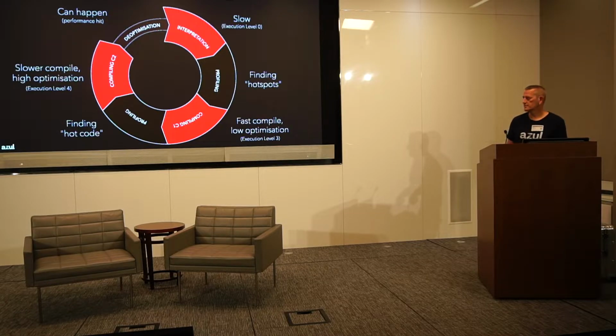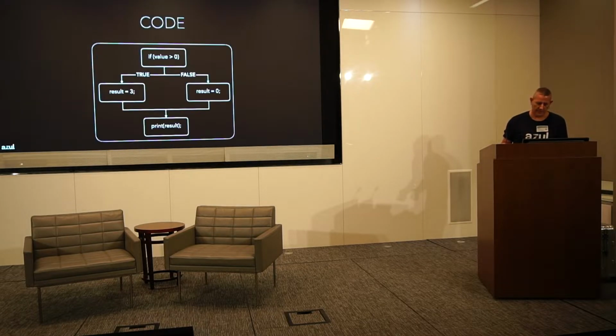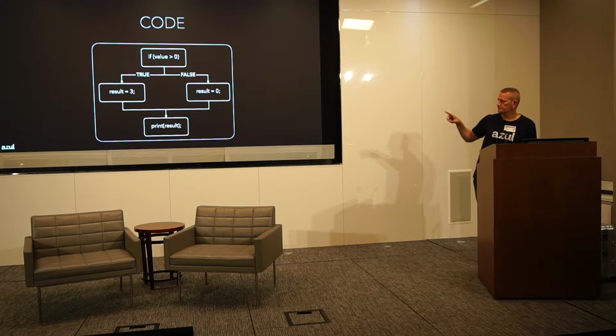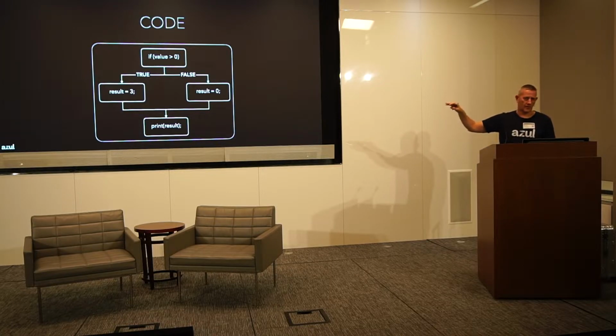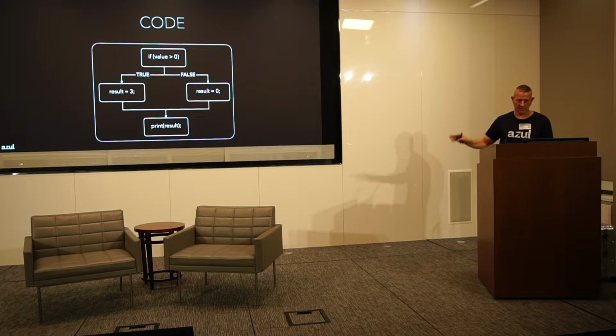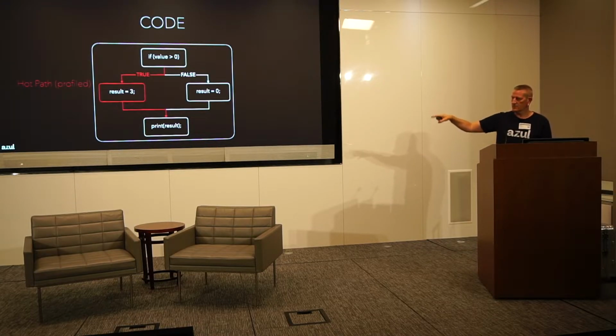Why is this needed? For de-optimization, I just have a very simple example here. This is my code block, just an if-then clause, and we check if the value is greater than 0, then the result should be 3, otherwise it should be 0. That's the whole code. Now if the profiler figures out that this is the hot path, that means in 99% of all cases, the value is always greater than 0.